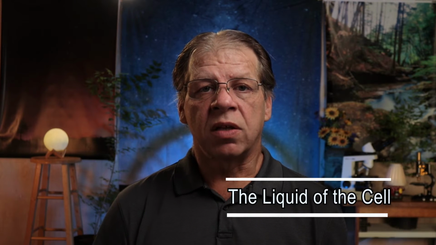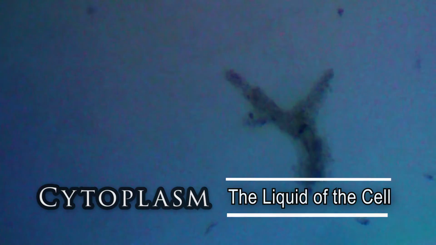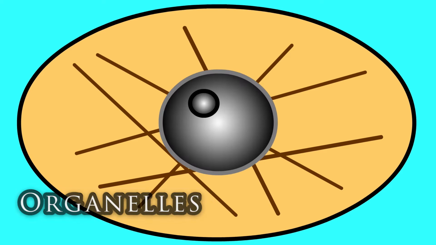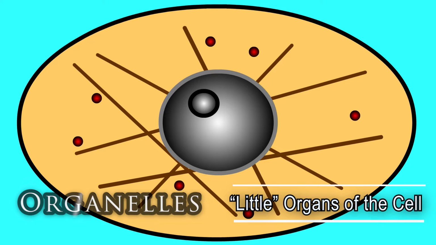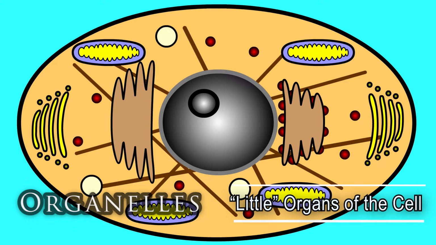The liquid part of the cell is called cytoplasm, or sometimes cytosol. Cytoplasm is mostly water, but there's lots of stuff dissolved in it, so it's kind of a thick liquid. There are organelles floating around in the cytoplasm. Organelles are like the little organs that make up the cell. Your body's made of organs. Well, cells don't have organs. Instead, they have organelles, little organs.